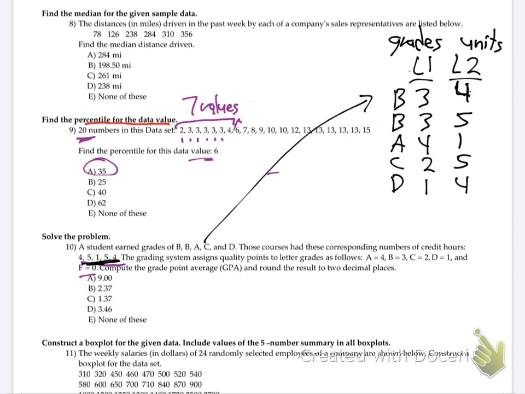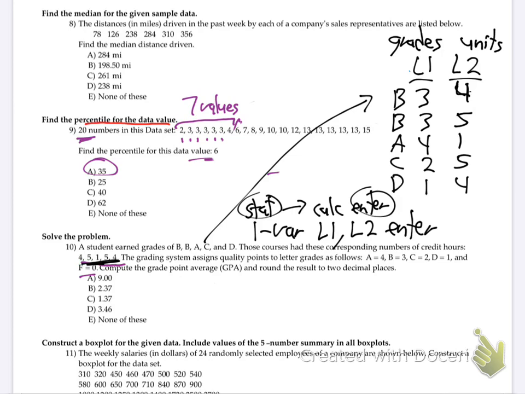And then you hit stat. Go over to calc, hit enter. When it says 1 var, you put L1, comma L2, hit enter, and you'll get the answer 2.37, 2.368, whatever.